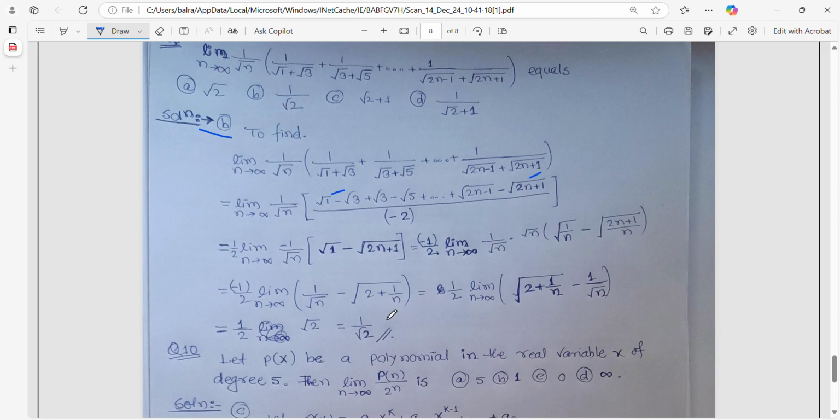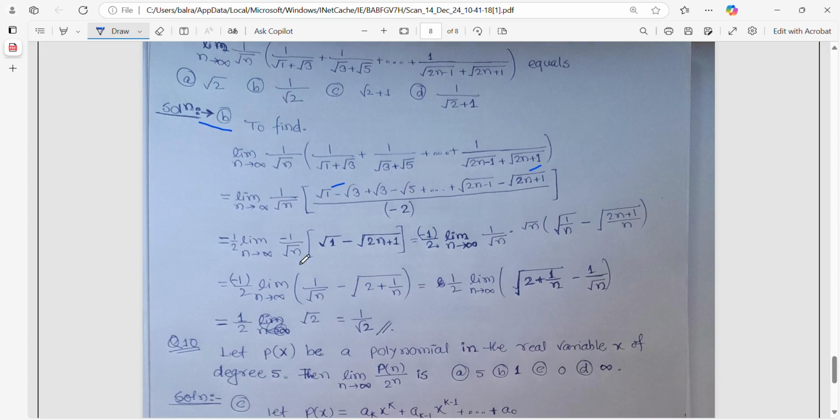Okay, now 1 by 2 is there, limit n tends to infinity, it will change. If you multiply this minus, so this comes, and now as n tends to infinity, 1 by n is 0, root 2 minus 1 by infinity 0. So root 2 it will come. So it will come root 2 by 2, it will come 1 by root 2. So option B is correct, 1 by root 2.